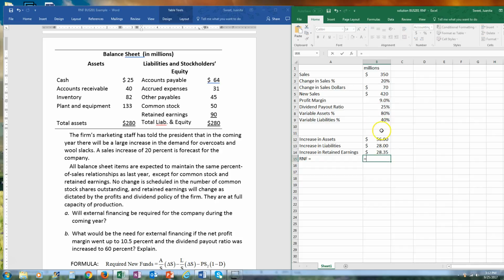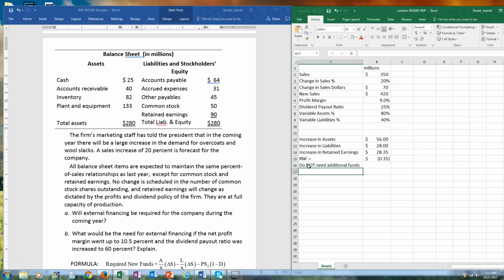So we need assets of 56. We're going to cover half of that with liability increase, and we're going to increase retained earnings by 28.35. I get a negative answer, 0.35. This tells me that I do not need additional funds. Anytime it's negative, we do not need additional funds.